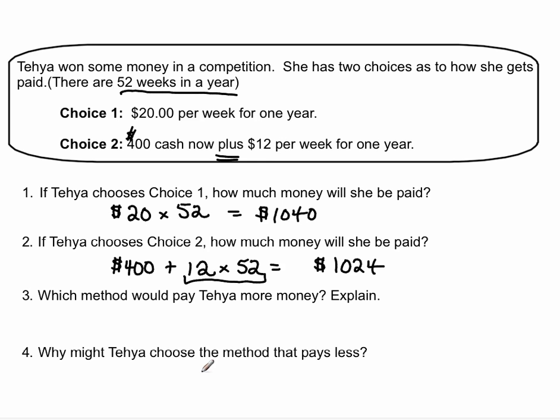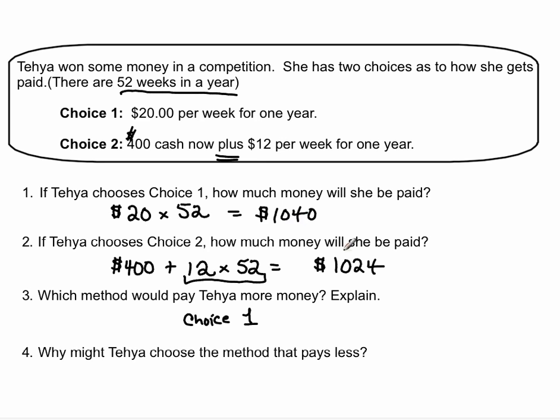So which method would pay Taya more money? Well, obviously choice one. And it says explain. Well, we explained it mathematically. We showed. And then why might Taya choose the method that pays less? Well, there's a whole bunch of different reasons. I might want to treat myself, so buy an Xbox or go to the mall and buy some clothes or whatever. But I might want to treat myself and then get paid $12 per week.